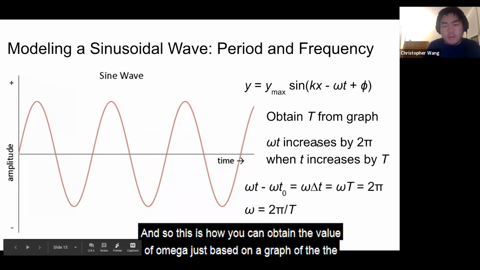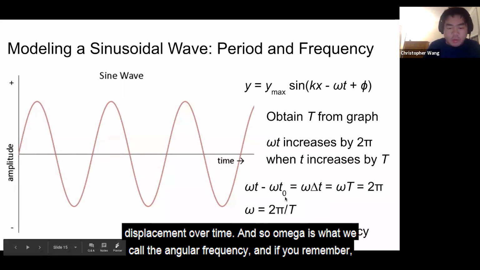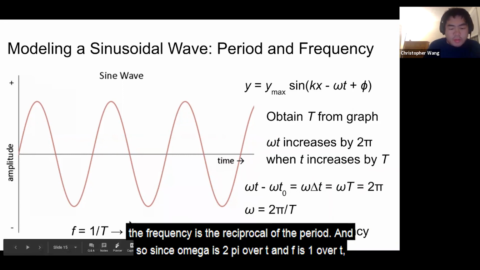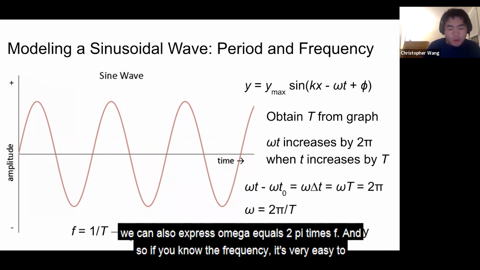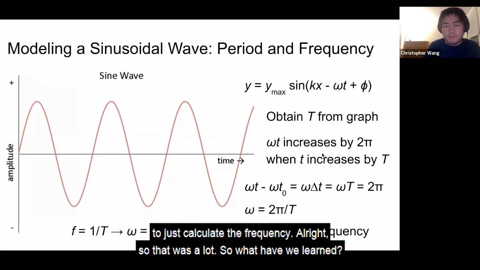And so this is how you can obtain the value of omega just based on a graph of the displacement over time. Omega is what we call the angular frequency. If you remember, the frequency is the reciprocal of the period, and so since omega is 2 pi over T and f is 1 over T, we can also express omega equals 2 pi times f. And so if you know the frequency, it's very easy to determine this coefficient, or if you have the equation, it's very easy to use this relationship to just calculate the frequency.